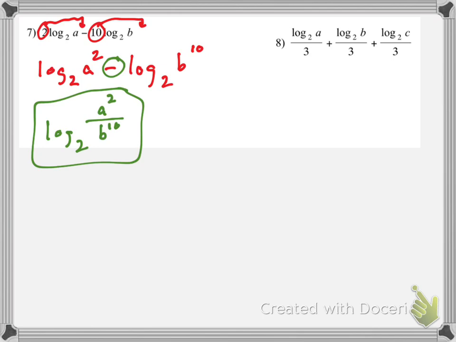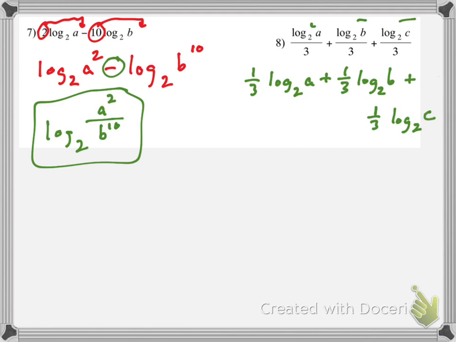Let's do an addition one. And this time we've got 3. That's not a big deal. Now notice how all of these fractions look the same as number 4. So let's do this first, before we do anything else. 1/3 log base 2 of a plus 1/3 log base 2 of b plus 1/3, oh my goodness, I'm running out of room. Plus 1/3 log base 2 of c.